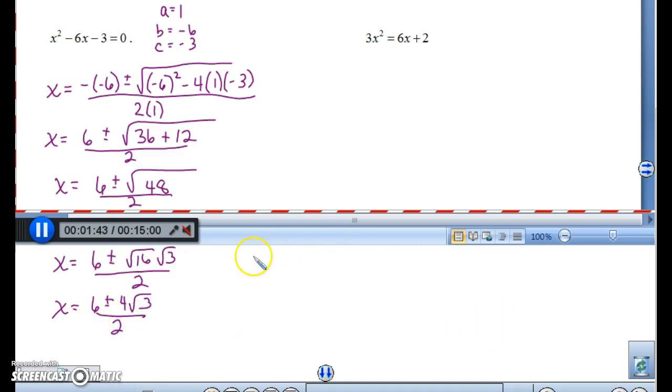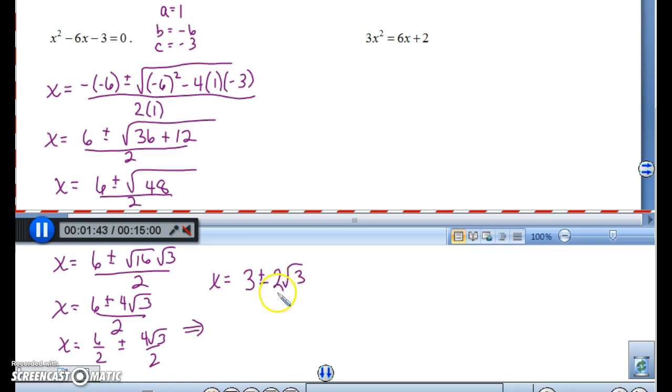And to simplify this, what we want to do is divide both terms by 2. So this is going to be x is equal to 6 over 2, plus or minus 4 radical 3 over 2. And that simplifies to be x equals 3 plus or minus 2 times the square root of 3.